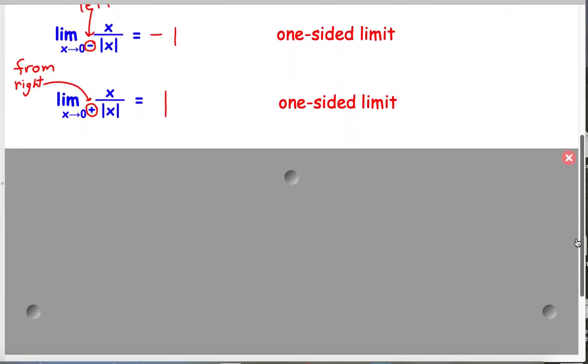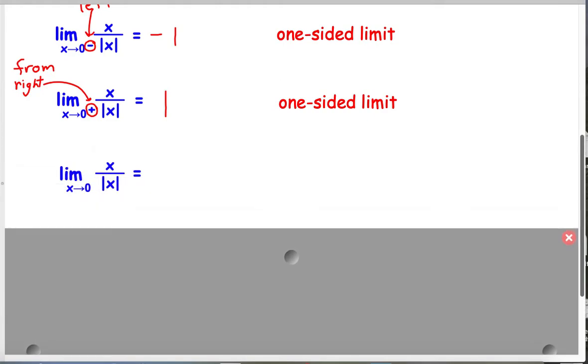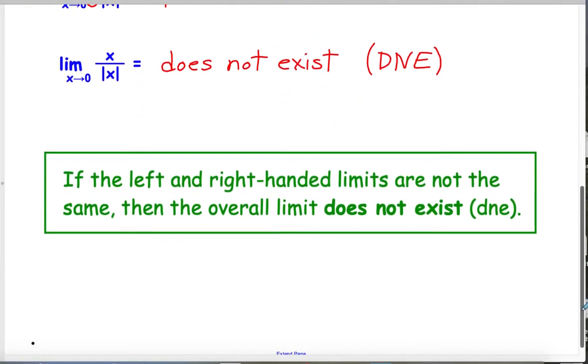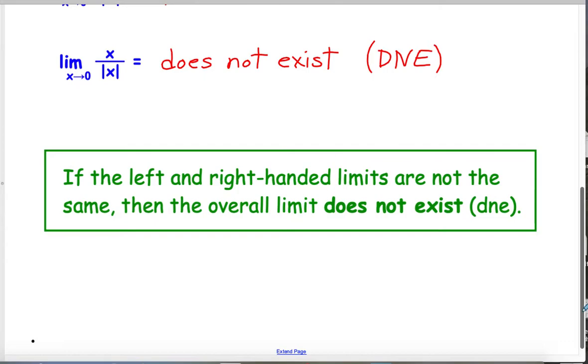And so therefore, when I ask what's the limit as x approaches 0, our answer is going to be does not exist. Because coming in from the left side, we get one answer, and coming in from the right side, we get another answer. And we'll usually abbreviate this, does not exist. And that leads to an important rule with limits. If the left and right-hand limits are not the same, then the overall limit does not exist.